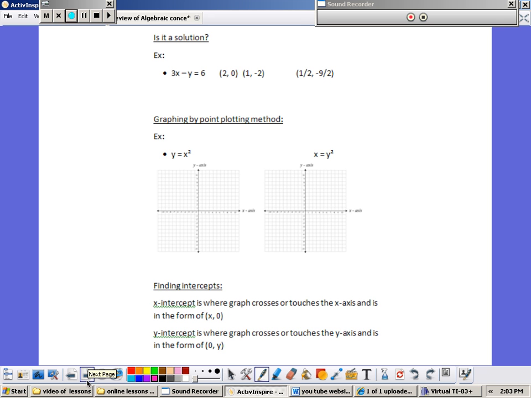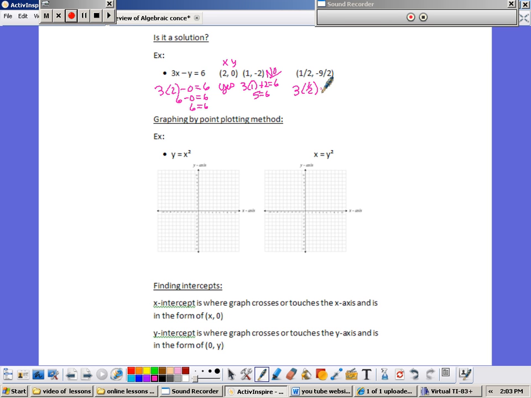Is it a solution? Well, to tell if it's a solution, you can plug it in. Now that we know that this is x and this is y, I can do 3 times 2 minus 0 equals 6. 6 minus 0 equals 6. 6 equals 6. Yes. Now remember, these are lines, so there can be more than one possible solution. 3 times 1 minus negative 2 is 6. 5 equals 6. No.